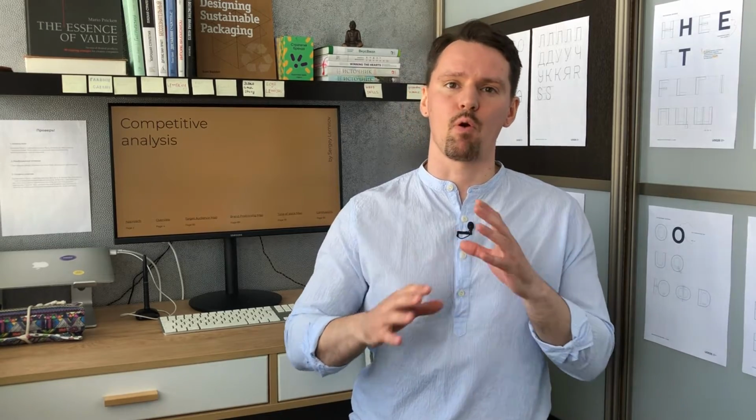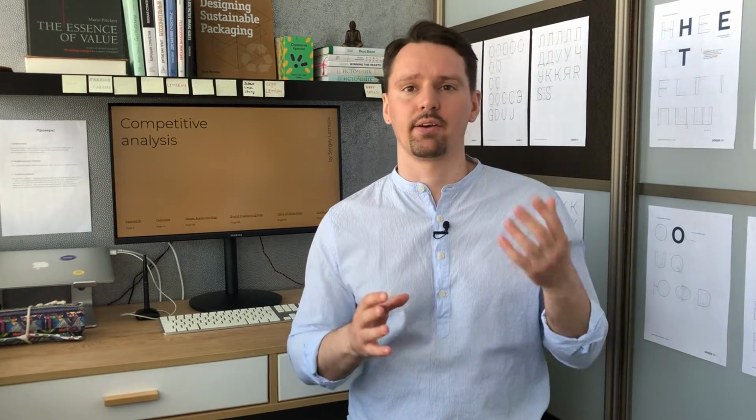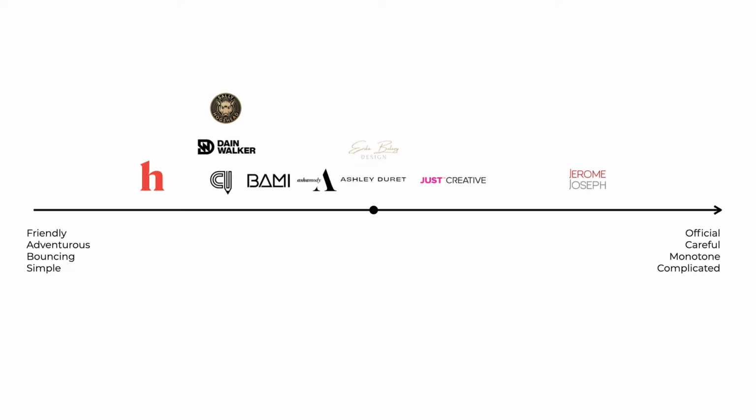The next tool is the tone of voice map. It allows you to understand how formal or informal your competitors' communications are and where your brand might roughly be located. How it could be, what its character is, more serious and formal or more relaxed and informal. So there is some scale. On the left we have friendly, adventurous, bouncing and simple brands. And on the right we have more formal, careful, monotone and complicated brands.